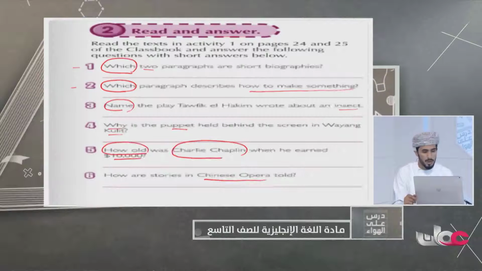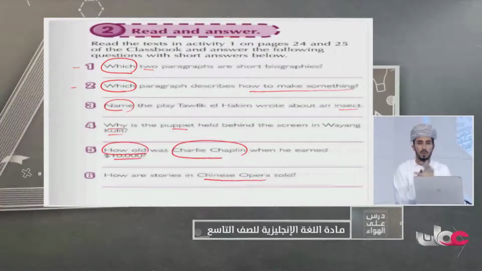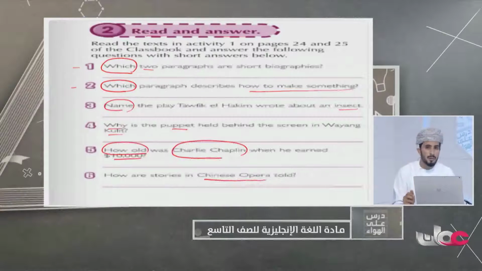So the first one, which 2 paragraphs are short biographies? I would like to ask you a question here. In this question, do we need a skimming skill or a scanning skill? Do we need to skim, which means to go over the text or the paragraphs in general, or do we need to dig in depth? Here they are asking us only to choose which two paragraphs are biographies.